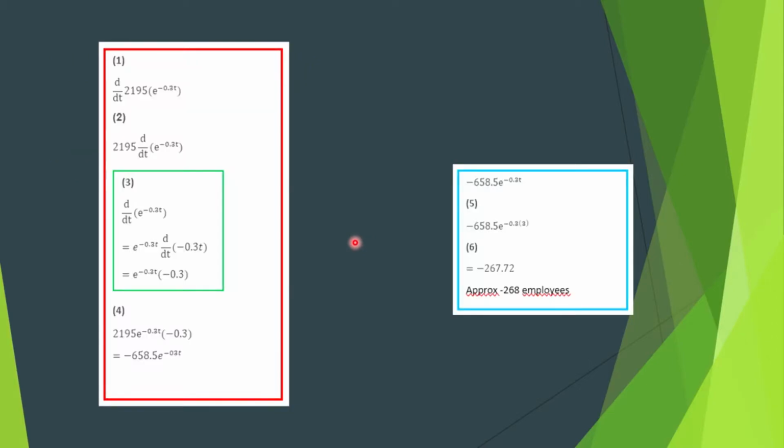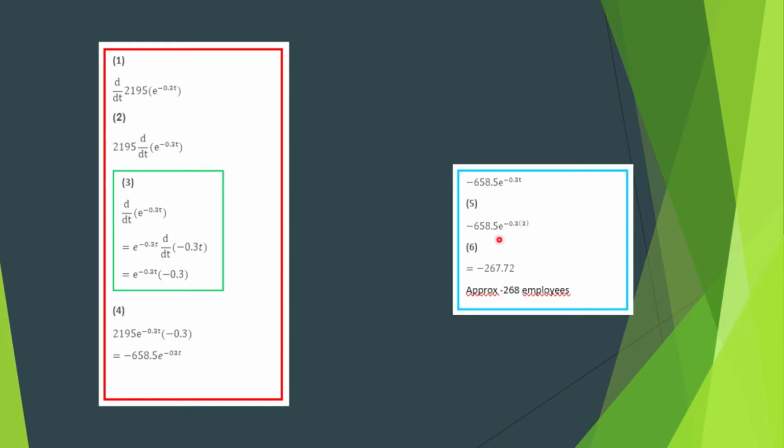So, in the first step, we derive the function to get the rate of change, and in the second step, we apply the rule of the constant times a function. In the third step, we use the special rule of the exponential numbers, and we obtain the derivative of this function. And in the fourth step, we simplify the function, having this result that will be the rate of change that we are going to use.